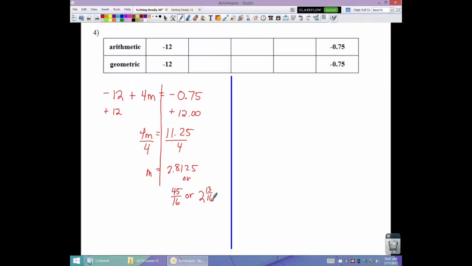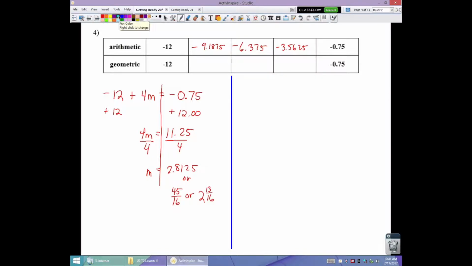Okay, so let's try to put this in. Negative 12 plus 2.8125, negative 9.1875, plus another 2.8125, negative 6.375, plus, one more time, gets us negative 3.5625. And just to be safe, I'm going to make sure when I add 2.8125 again, I'm up to negative 3/4.